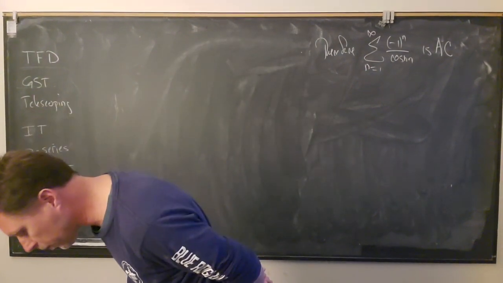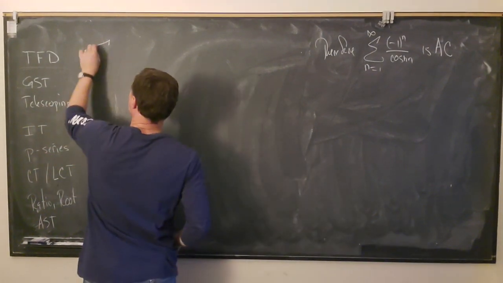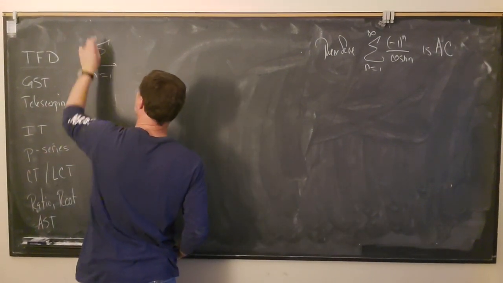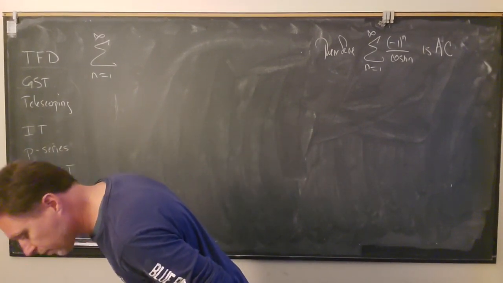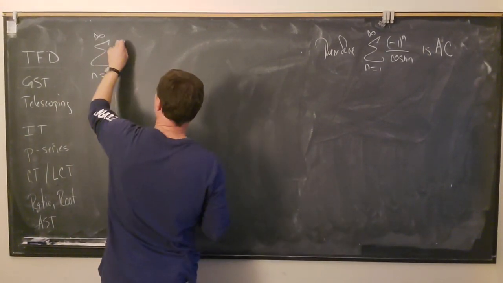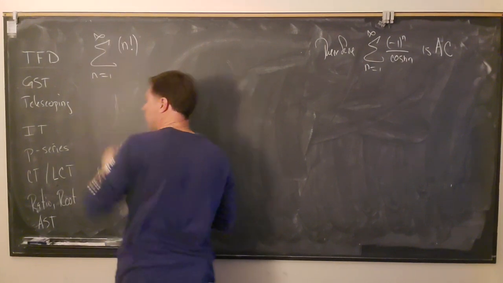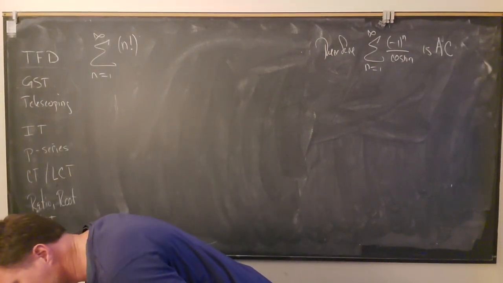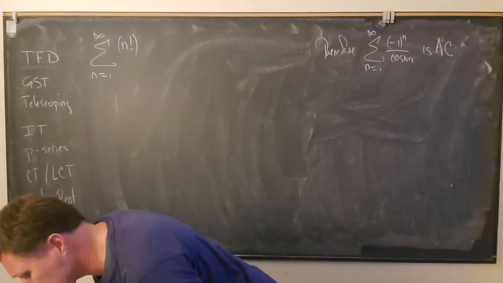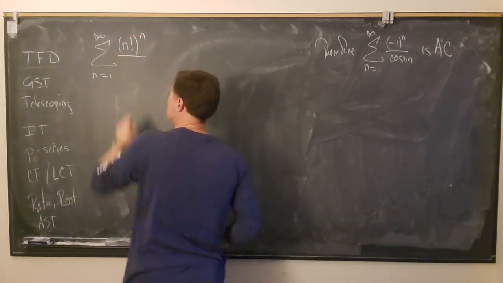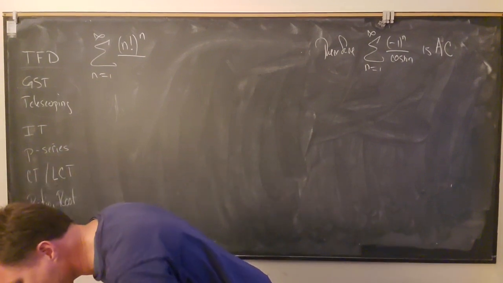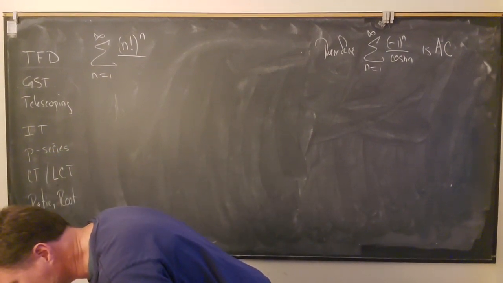Okay, so one more example. Sum n equals 1 to infinity of n factorial raised to the n? Is that an n? Yep, the n. Divided by n raised to the 4n.